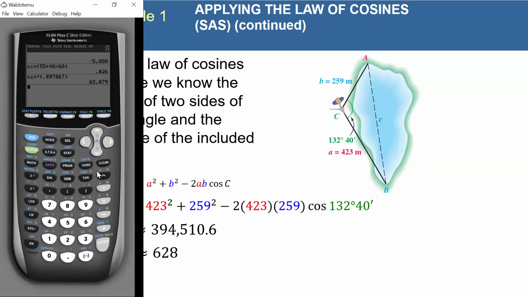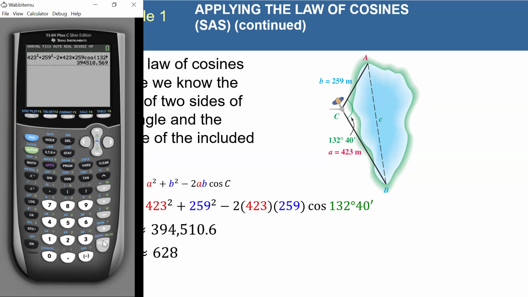All right. Yes. Sorry. So in the calculator, you're literally going to put in, don't even try to simplify before. Let the calculator do the simplification. 423 squared plus 259 squared minus 2 times 423 times 259. And then cosine of 132 plus 40 out of 60. You're going to get a gigantic number.